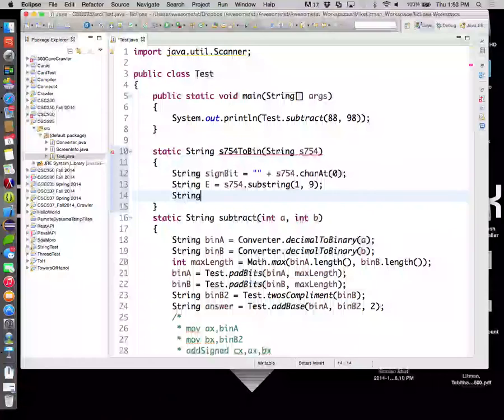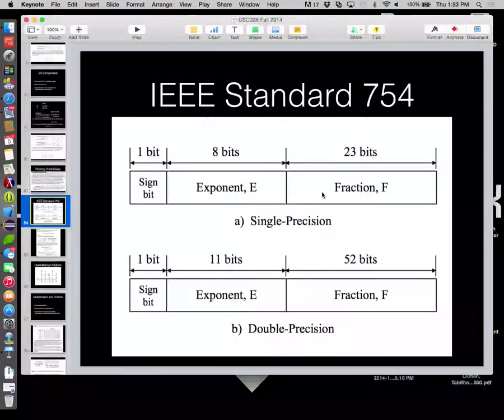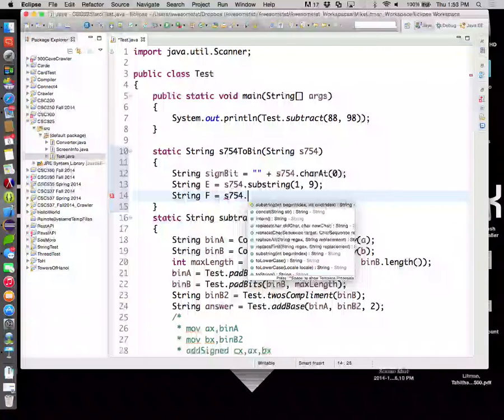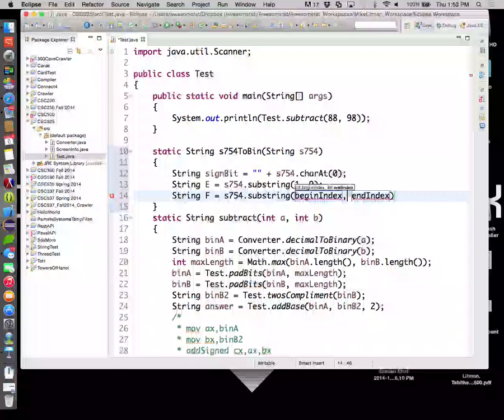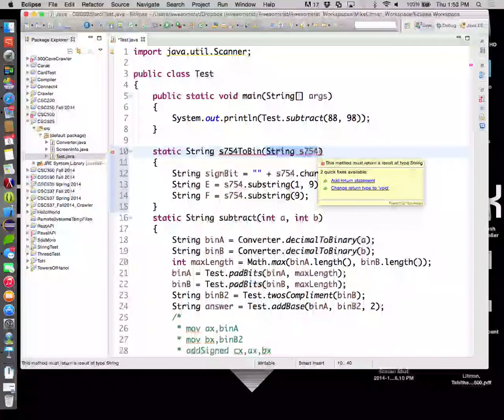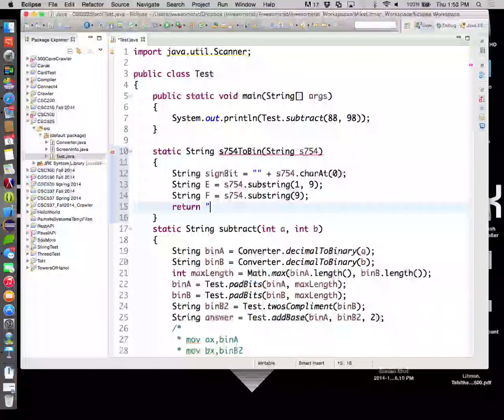And then it is F, right? So the fraction part should be what? S754.substring, the other version of substring, the one that just takes a starting index. We'll just start from 9 to the end. And this, of course, assumes that the string we passed in is indeed a legal S754 number. For right now, we'll return the empty string, so Java's happy with the return type here.